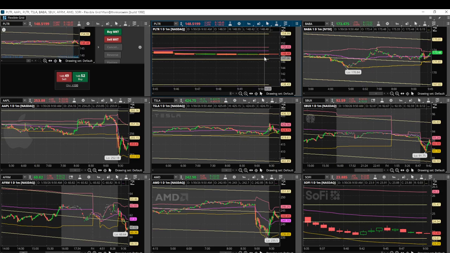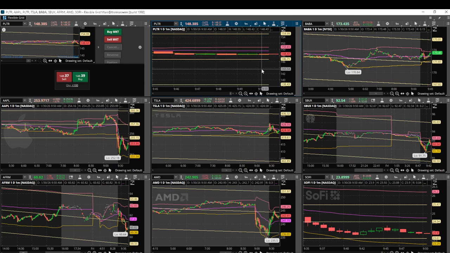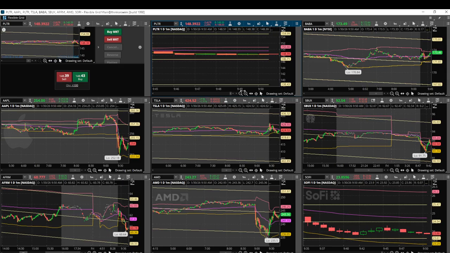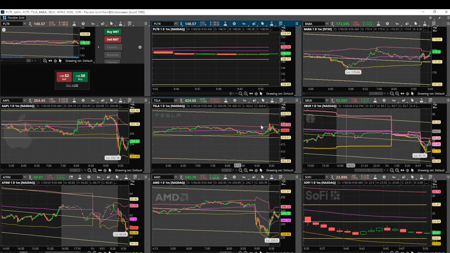So we have a slight green, okay? Will this turn and become a green candle right here? If it does, we make money, okay? If it doesn't, we're gonna bail on this thing, okay? That's really what's gonna happen.